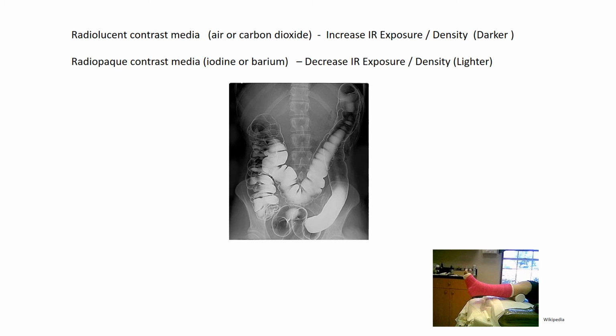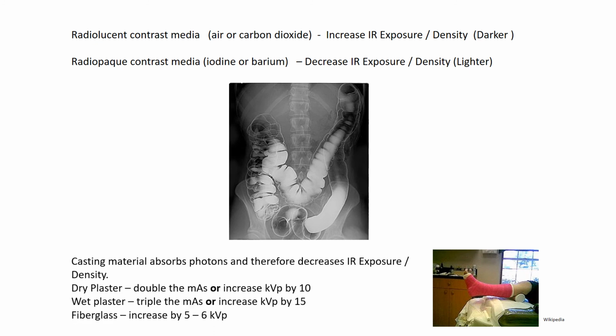When I look at this image here of this double contrast study of the colon, I can see that those white areas within the colon is barium. Barium's doing what? It's absorbing the radiation, not allowing the photons to get through, creating then less density. And the air or carbon dioxide is going to allow the photons to pass through more easily, and therefore you're going to be having those areas darker on the image.